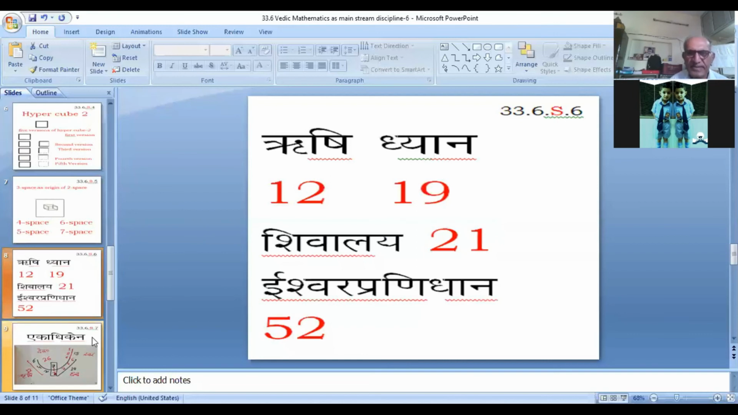Let us have a pause here and let us see that the first three letters of values reach 12, first four letters of values reach 19, first five letters of value reach 21, together take us to value 52, which is the TC value of the formulation Ishwar Pranidhan. This is the enlightenment of Sutra 23 of the Samadhi Pada of Patanjali Yoga Darshan.